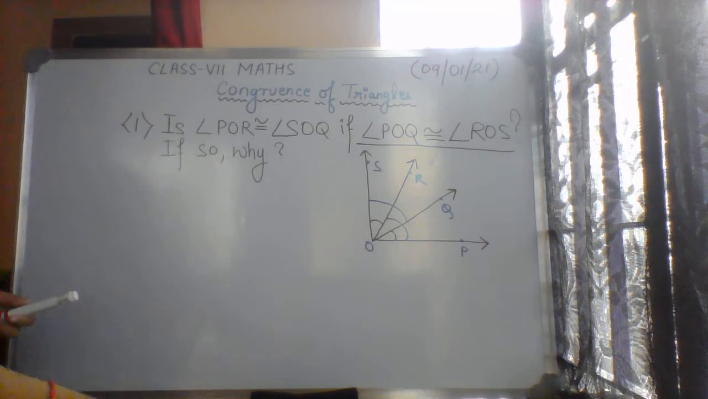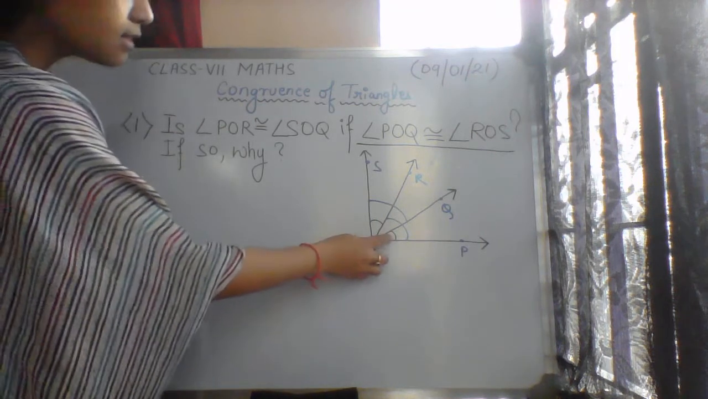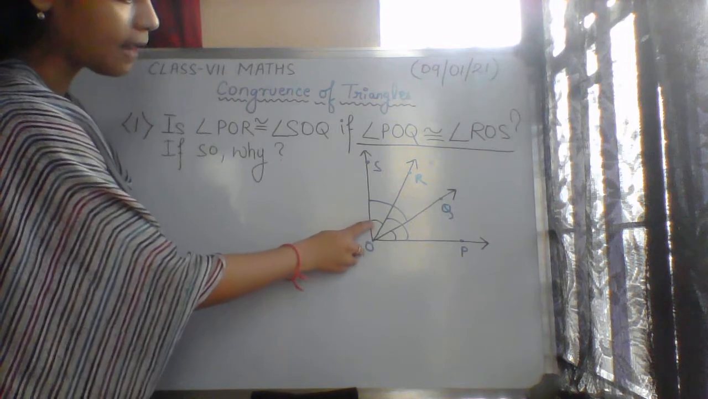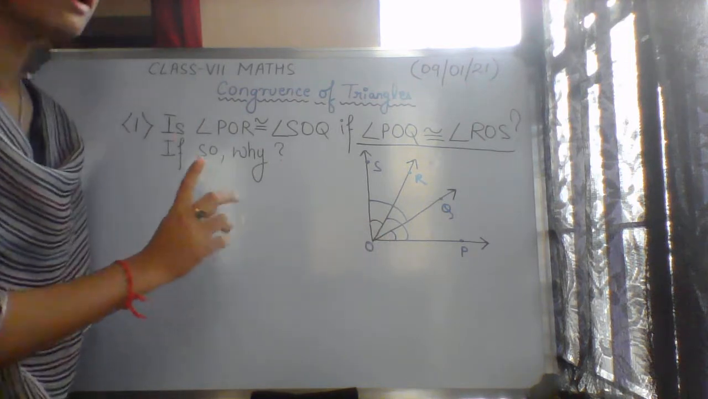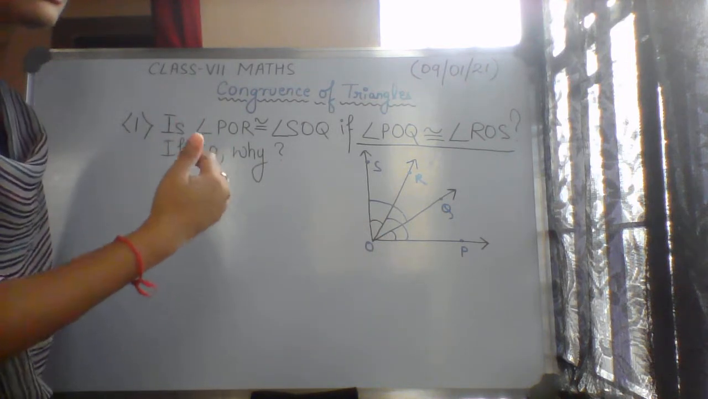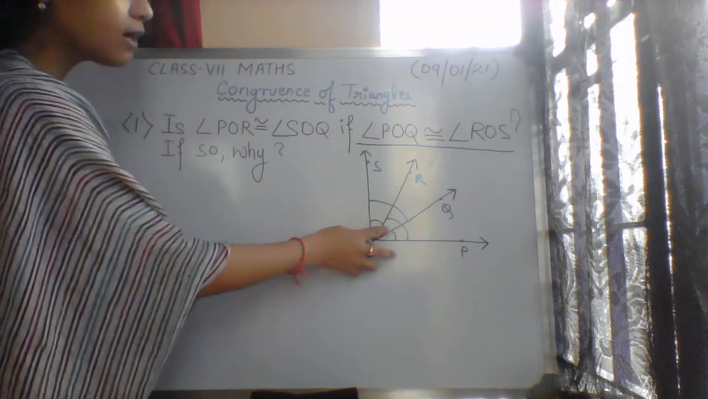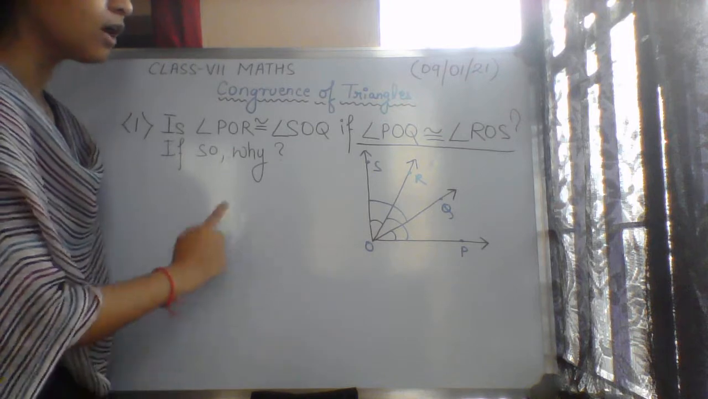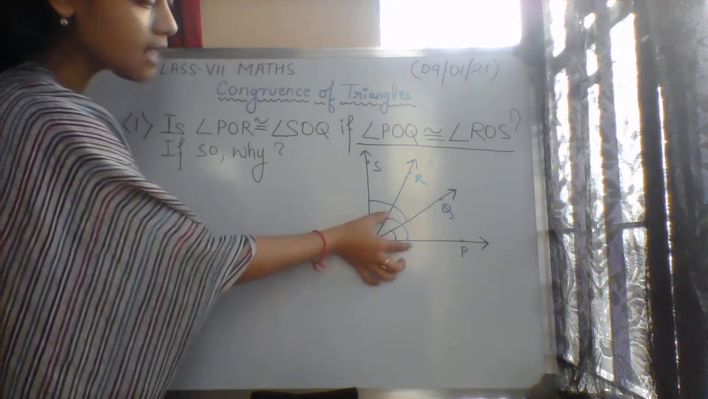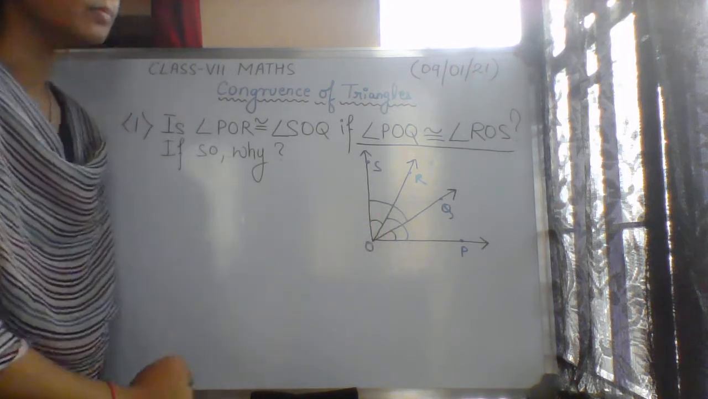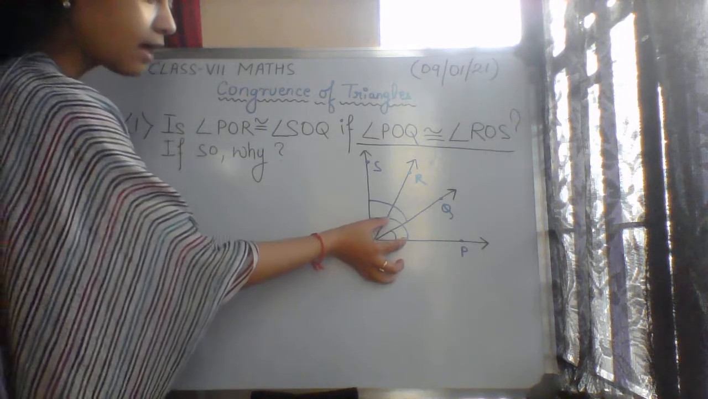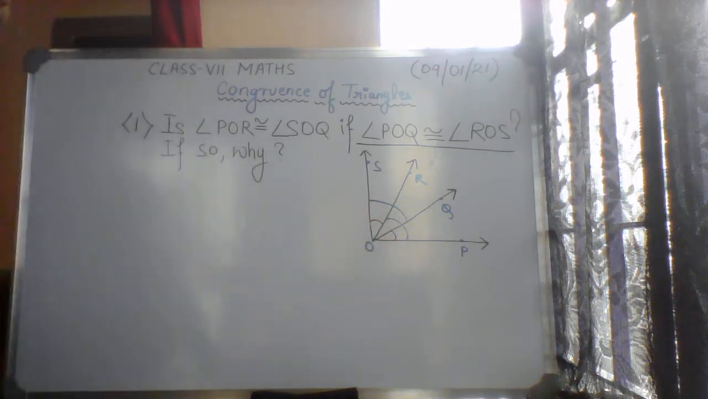So what is given in the question? This angle is congruent to this angle, which I have shown with the black line. Those two angles are congruent. So from there we came to know that if they are congruent, then their measurements will be equal. Now from there we are going to prove that this angle will be congruent to this angle.